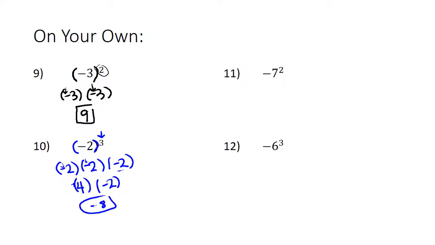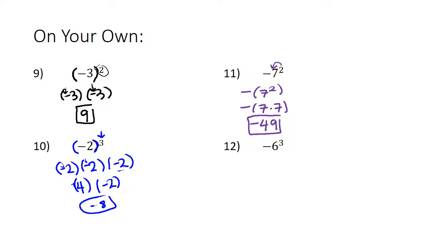Now as we come over here, we can look at the negative of 7 squared. Because there are no parentheses, that means we're looking at just squaring the 7. So we're looking at negative 7 squared. That's negative 7 times 7, which gives us negative 49.